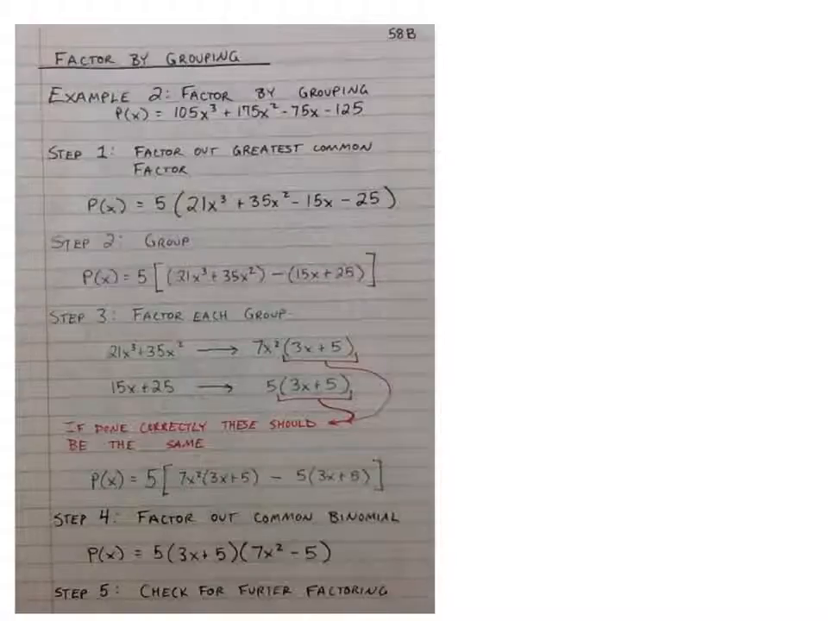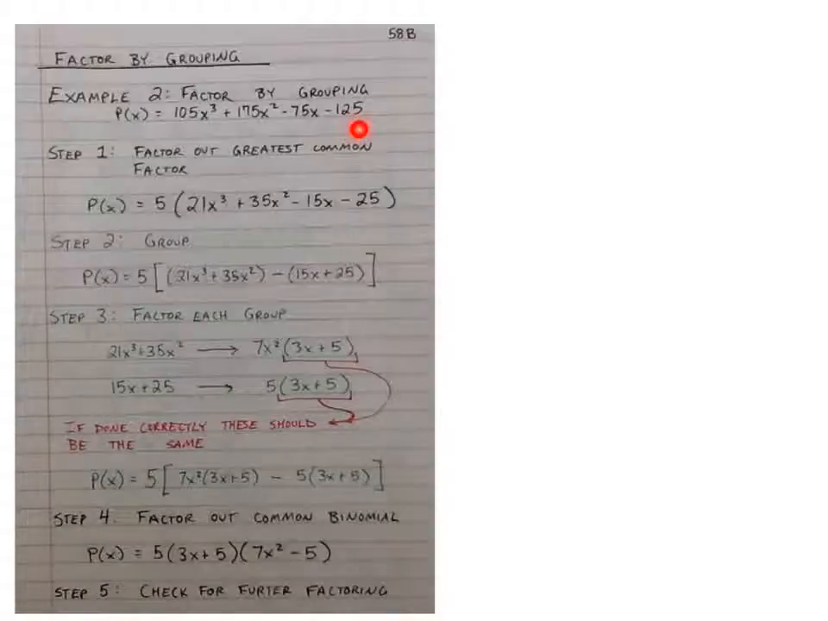Step 1 is to factor out the greatest common factor. And if you notice in this polynomial, all four coefficients are multiples of 5. So I was able to factor a 5 out. 5 times 21 is 105. 5 times 35 is 175. 5 times 15 is 75. And 5 times -25 is -125.